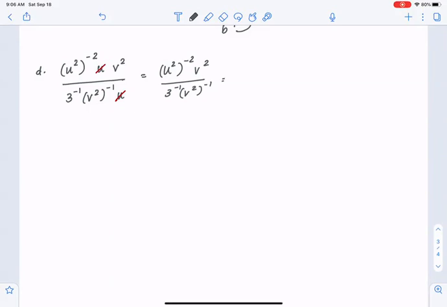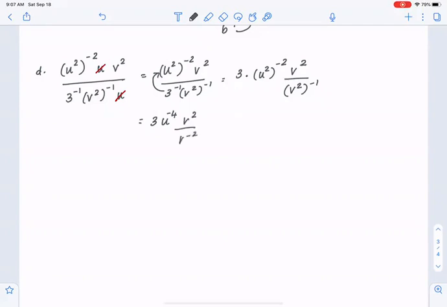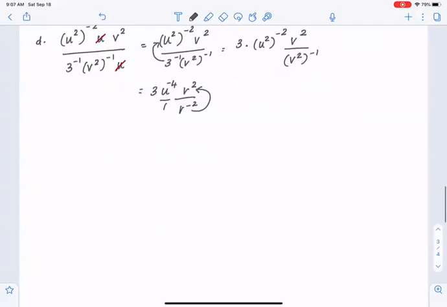If I move the 3 raised negative 1 to the numerator, it would become 3. So we will have u raised 2 raised negative 2, v squared over v squared raised negative 1. 2 times negative 2 is negative 4, v squared over v raised negative 2. When I move v raised negative 2 to the numerator, I am going to subtract the powers.